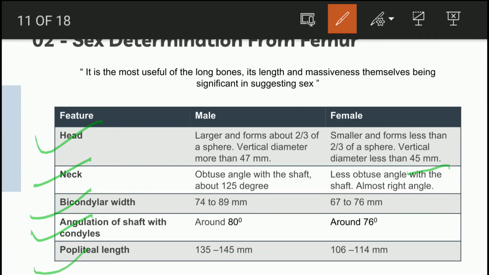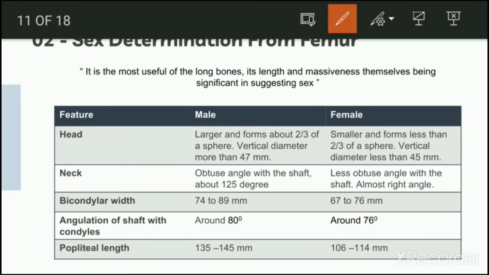Bicondylar width is 74 to 89 mm in male and 67 to 76 mm in female. Angulation of shaft with condyles is around 80 degrees in male, and in female it is around 76 degrees. Then popliteal length is 135 to 145 millimeter, and in female it is 106 to 114 millimeter.